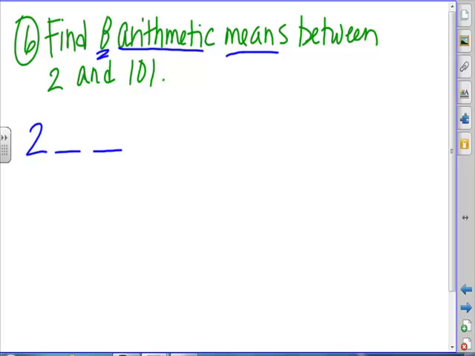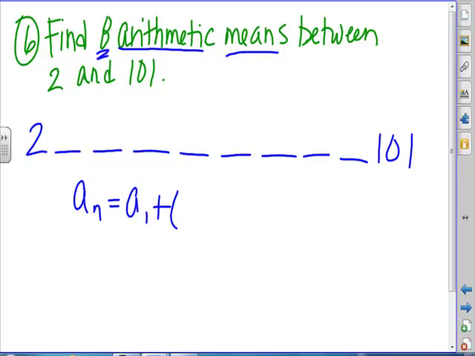So 1, 2, 3, 4, 5, 6, 7, 8, and we have a 101 right here. So I think what I'm going to do is use this equation: a sub n is equal to a sub 1 plus n minus 1 times the common difference, because I want to figure out what the common difference is, because then I can fill in all my blanks. So I have a number that I know out here, and that number is 101. I have a number here, which is in the first position, which is a 2.